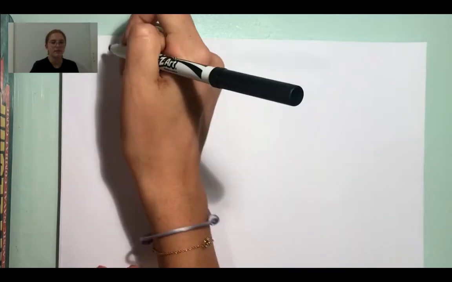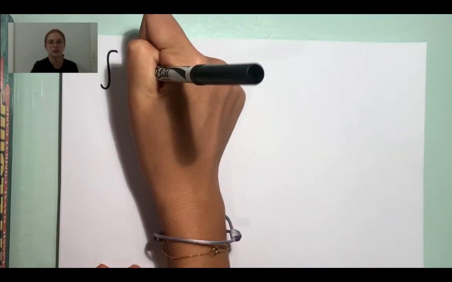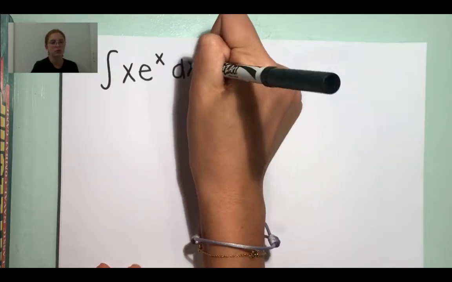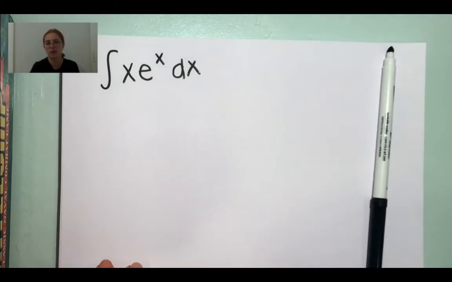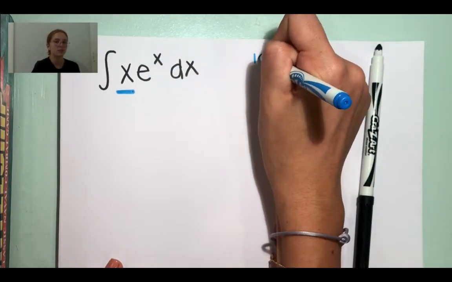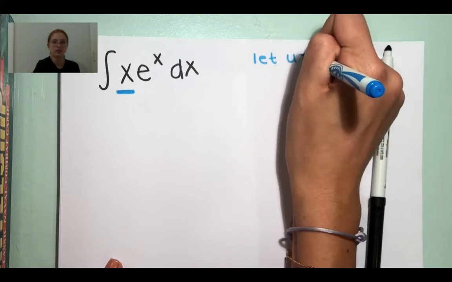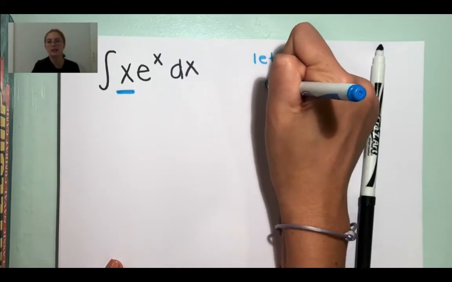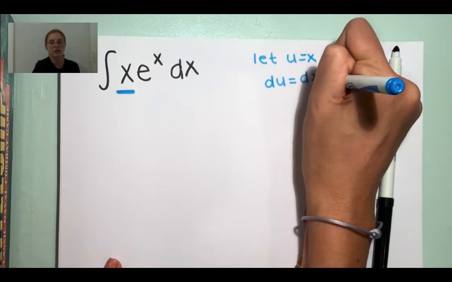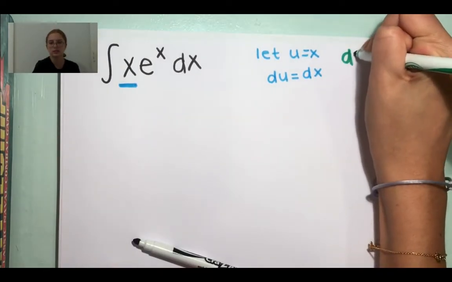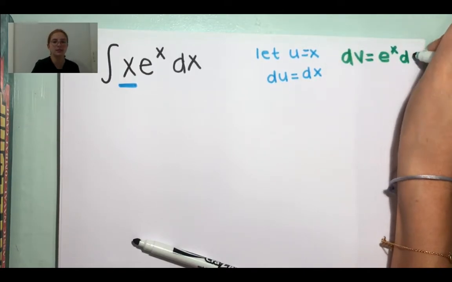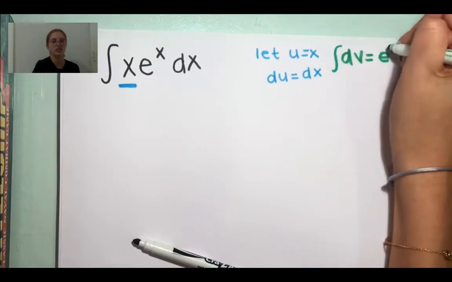The first example that we're going to do today is a basic integration by parts example, where you have an algebraic part and a transcendental part: x e to the x. First you decide that u is x, because x is easily differentiable, so let u equal x and du equals dx. Now e to the x is the part that's easily integrable. Let dv equal e to the x dx, and when you integrate both sides, v equals e to the x.